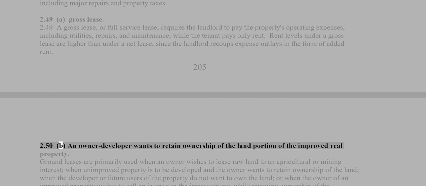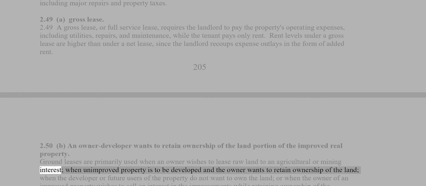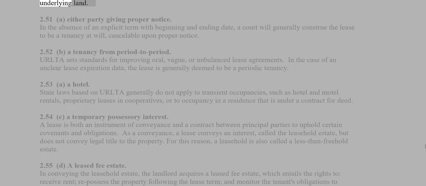2.50 b. An owner-developer wants to retain ownership of the land portion of the improved real property. Ground leases are primarily used when an owner wishes to lease raw land to an agricultural or mining interest, when unimproved property is to be developed and the owner wants to retain ownership of the land, when the developer or future users of the property do not want to own the land, or when the owner of an improved property wishes to sell an interest in the improvements while retaining ownership of the underlying land.